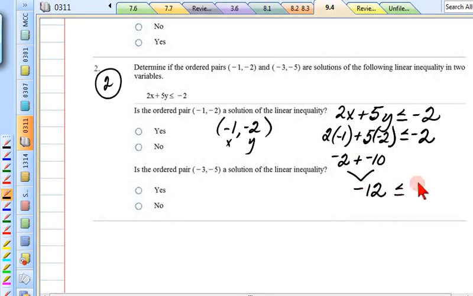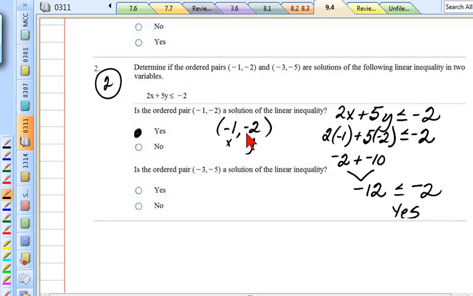Is that less than or equal to -2? Yes, because the more negative you are, the smaller you are. So the answer here is a yes. That is a solution point. If you had this inequality graphed, then you would shade the side that contained the point (-1, -2), because if it is a solution, then all points on its side are also solutions.